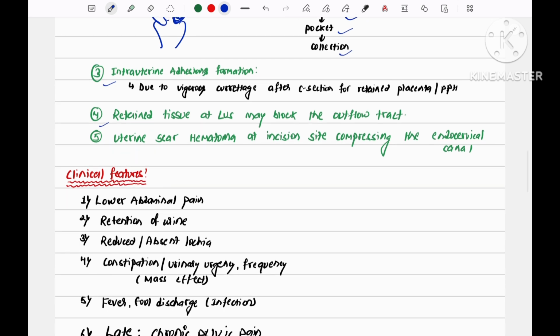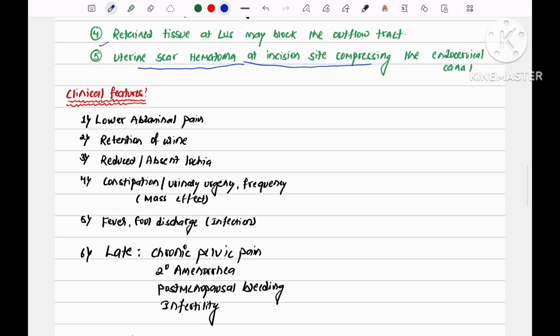And I have already told that there is uterine scar hematoma at the incision site. So any collection of blood can occur, like in the uterine scar. This can also compress the endocervical canal, leading to the formation of hematometra.